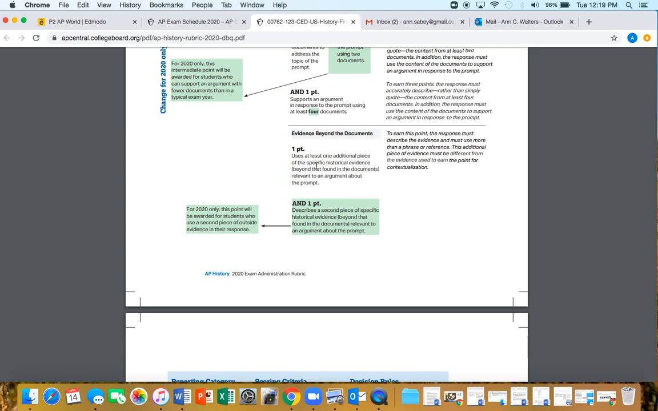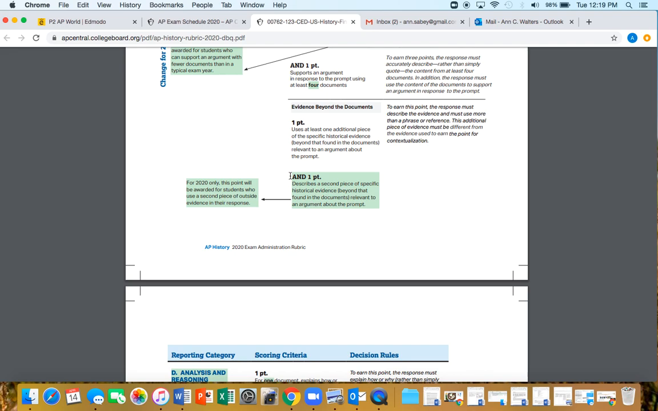So if you include outside evidence at least once, you get 1 point. Then they're giving you an extra point if you use a second piece of outside evidence throughout your essay. Maybe have one piece of outside evidence per paragraph. If you have a document that seems like it's really lonely and it doesn't fit anywhere and it has its own paragraph, maybe you can use two pieces of outside evidence to pair with that document. So if you really struggle with outside evidence and you find time to only write one of it, that's okay. You still get 1 point.